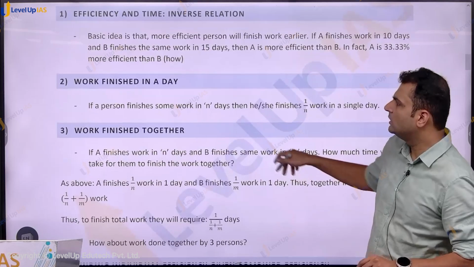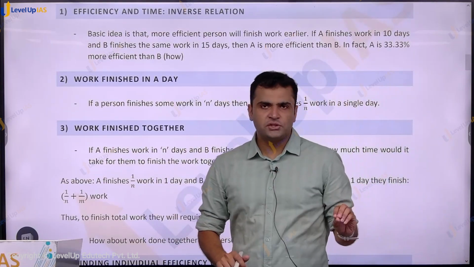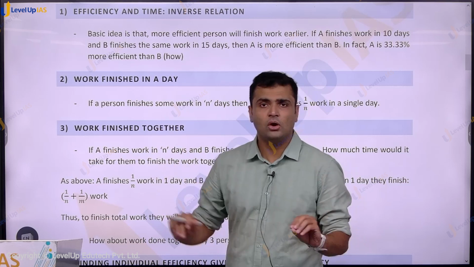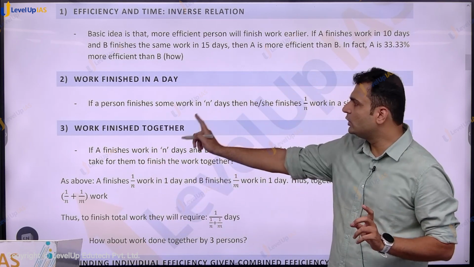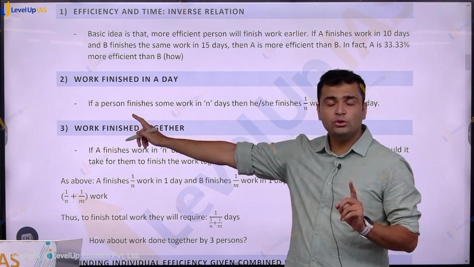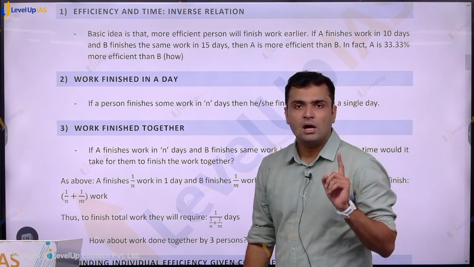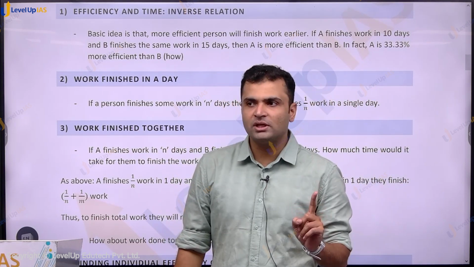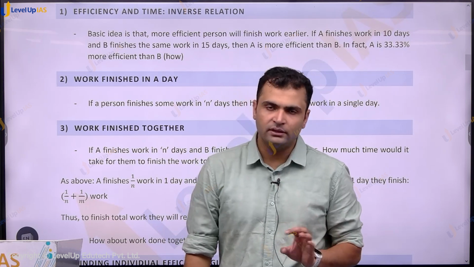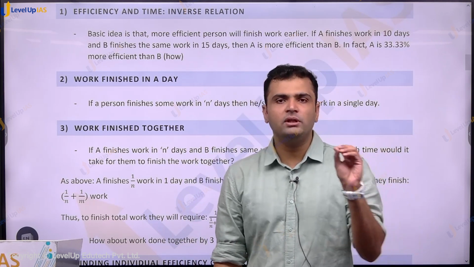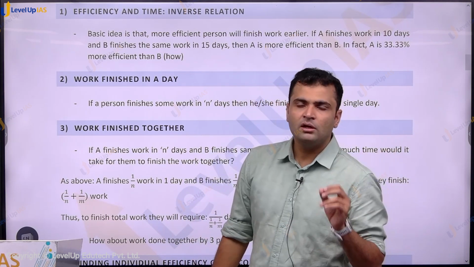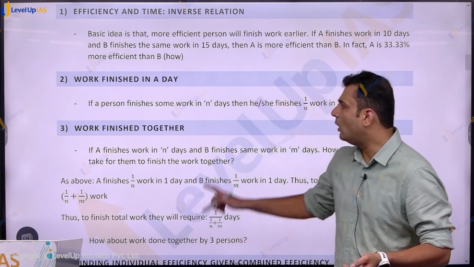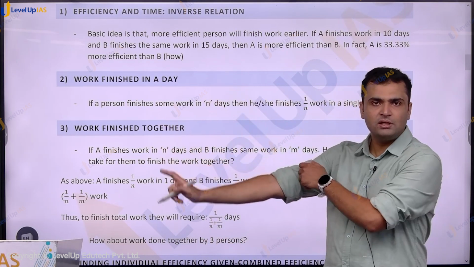And for every problem in this chapter, be it time and work or pipes and tank, what we do is that we always find out how much work, how much proportion of work one person does in one single day. That is what we have to find out in each and every problem, and that one particular fact will solve all our problems. How much work one person does in one day.